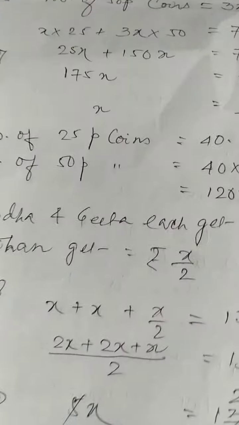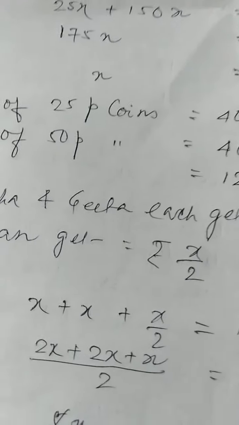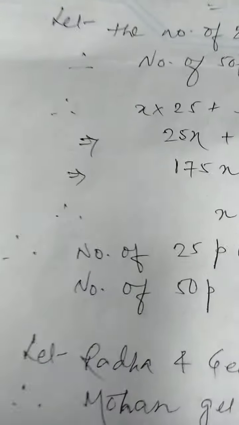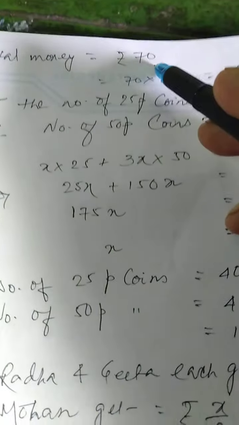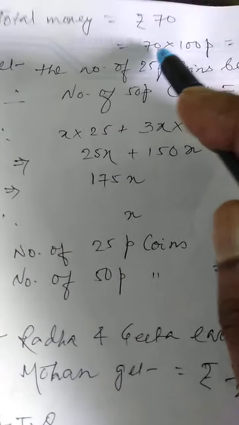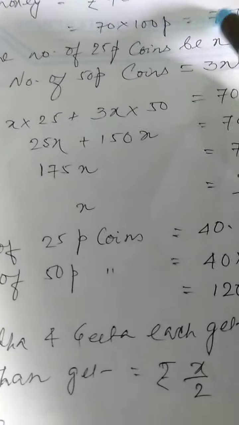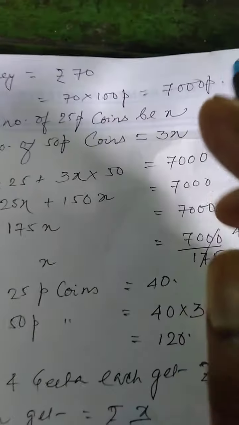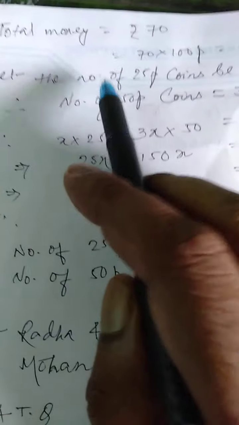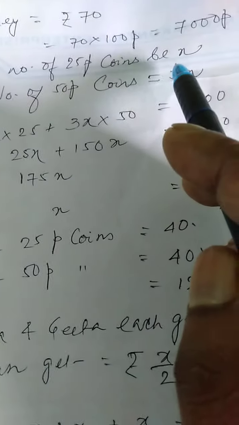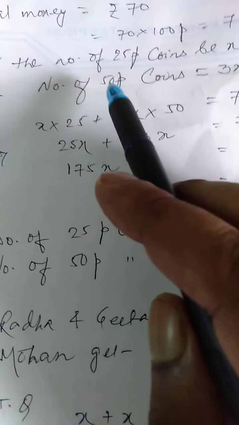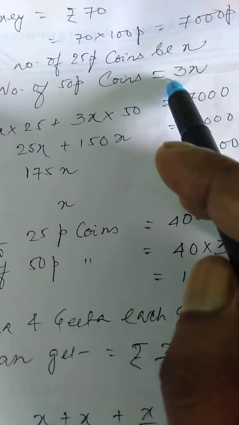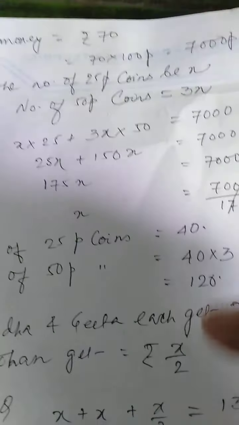Okay. So now see what is happening. Total money is how much? Total money is rupees 70. So if I convert this into paise, I will get 7,000 paise. So total money is 7,000 paise. Now let us assume that the number of 25 paise coins be x. So therefore the number of 50 paise coins will be 3 times x, that is 3x.